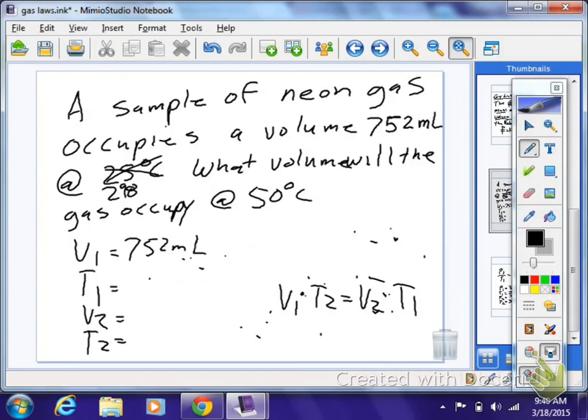Right? Because I have to have everything in Kelvin, so I automatically add 273 to all my Celsius. Okay, I also have a fair number of students that won't do that, especially right away. They'll put 25 in here and then put T1 as 25. And the gas laws don't work that way. You have to have it in Kelvin.